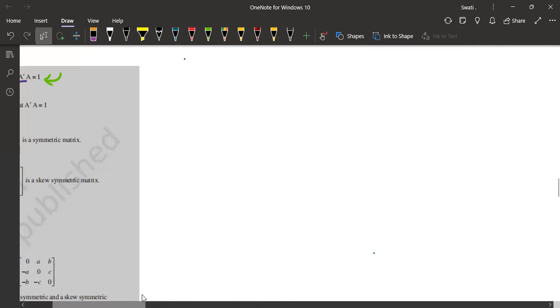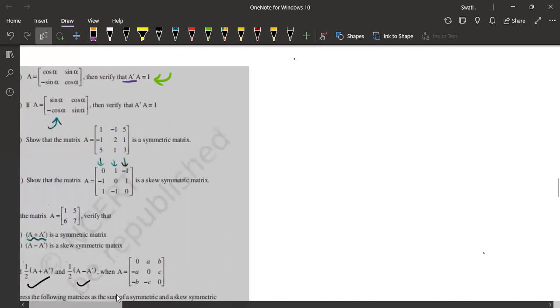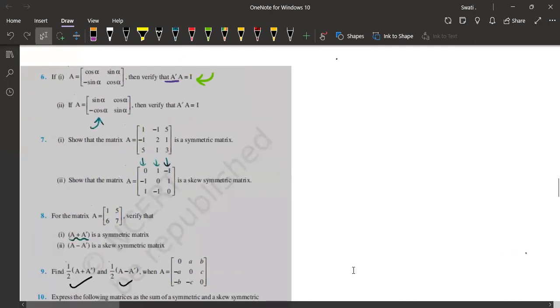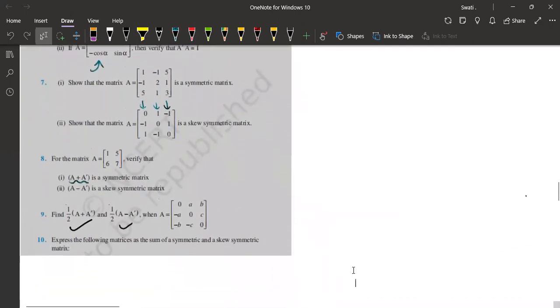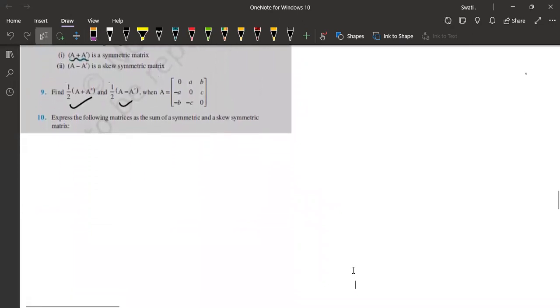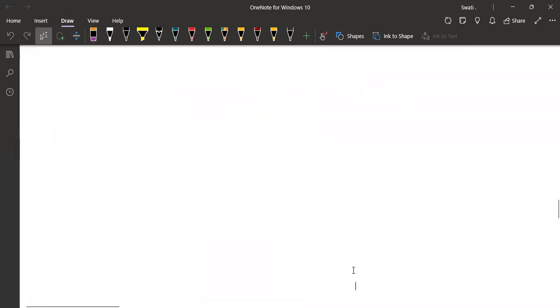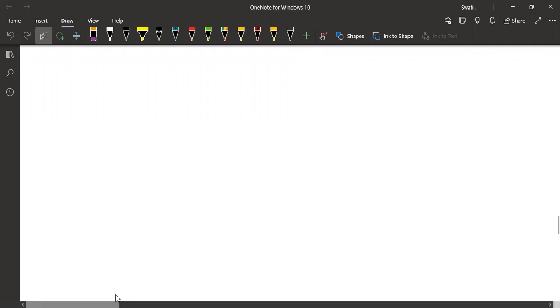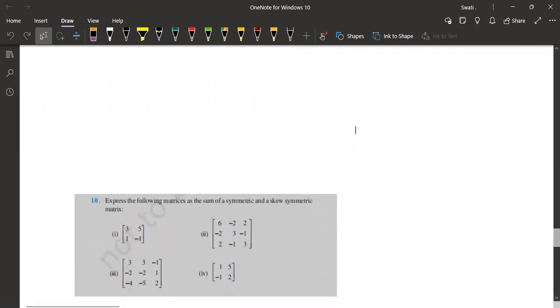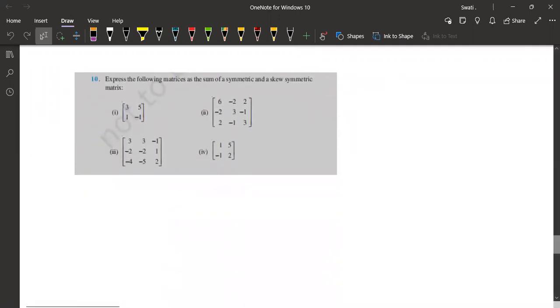So in the 10th question, we have to express the following matrices as the sum of the symmetric and the skew symmetric matrix. I know we've answered the question, so for that, let's go below because the question is right below. Yes, and there we go. This is our 10th question.